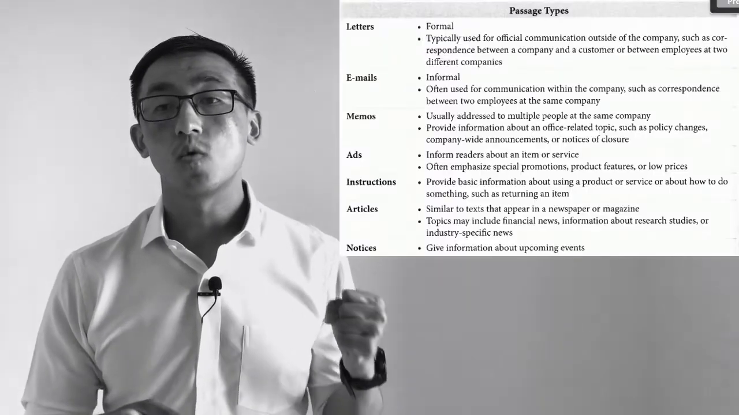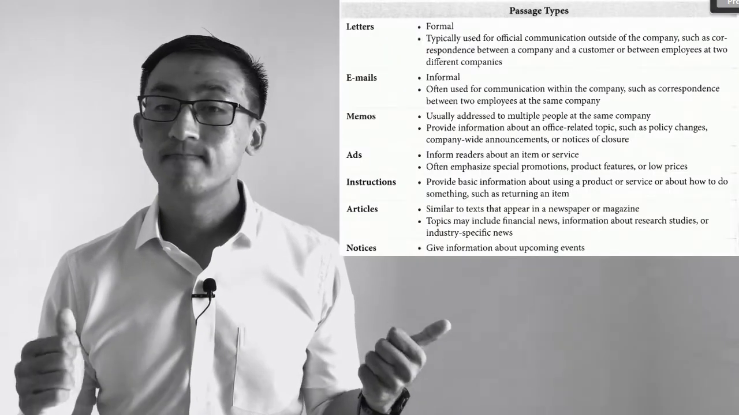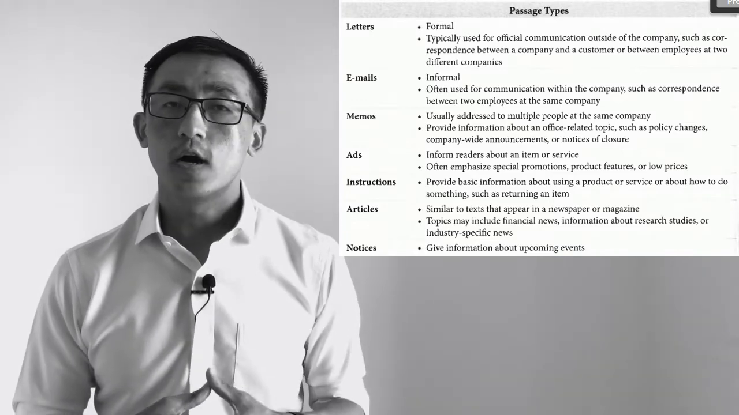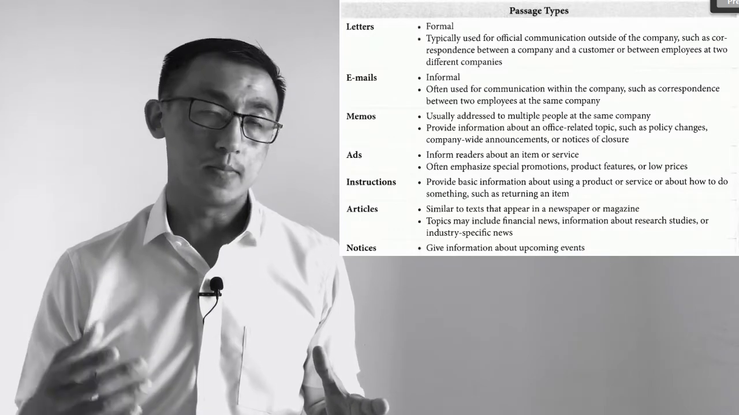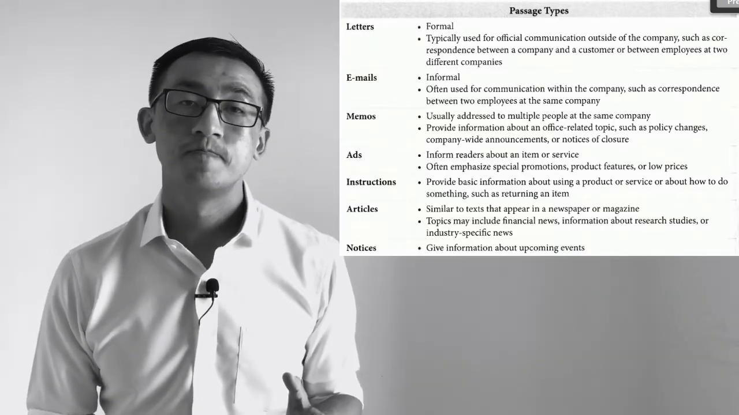As in part 5, you will need to be able to identify the grammatical form or vocabulary word that correctly completes the sentence. You may also need to refer to the context of the surrounding sentences to answer some of the questions. So in this part, the reading passages may include letters or emails, memos, ads, instructions, articles, or notices that pertain to business correspondence.